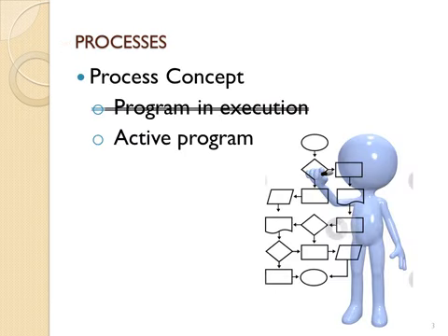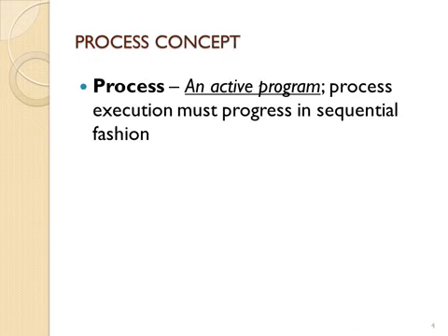So a process. Well, a process you might think is a program in execution, but the truth is if you have only one processor and you have 20 active processes on your system, then only one is actually executing at a given time. So a process is actually an active program. So it's an active program and the execution would go in a sequential fashion.